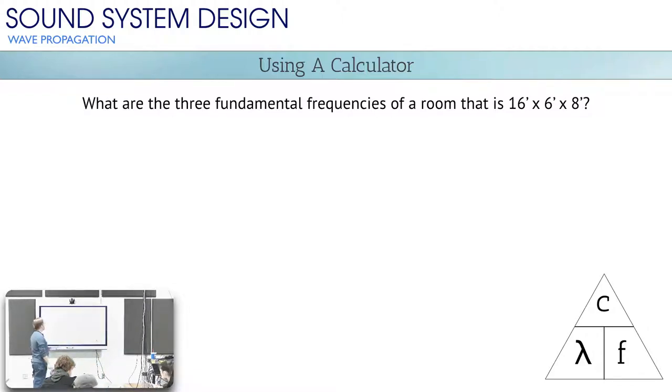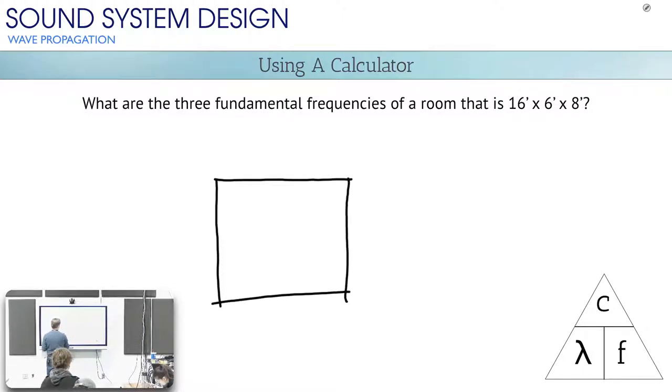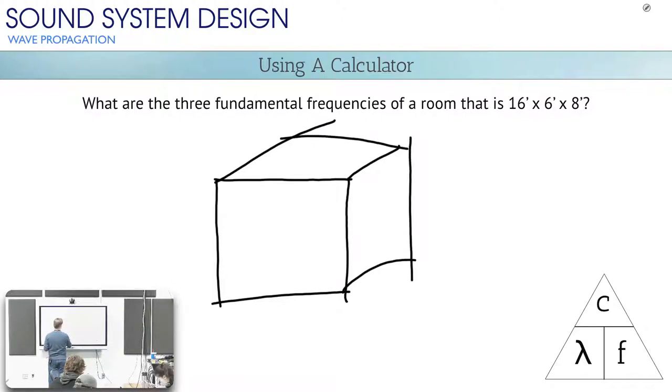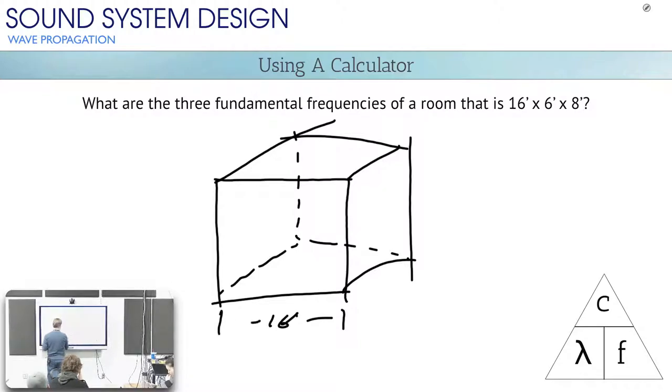Fundamental frequencies of a room that is 16 foot by 6 foot by 8 foot. What I mean there is if we attempt to represent this room, anybody understand what I'm trying to do there? Okay. So what we're saying is that from here to here is 16 feet. From here to here is 8 feet. And from here to here is 6 feet.